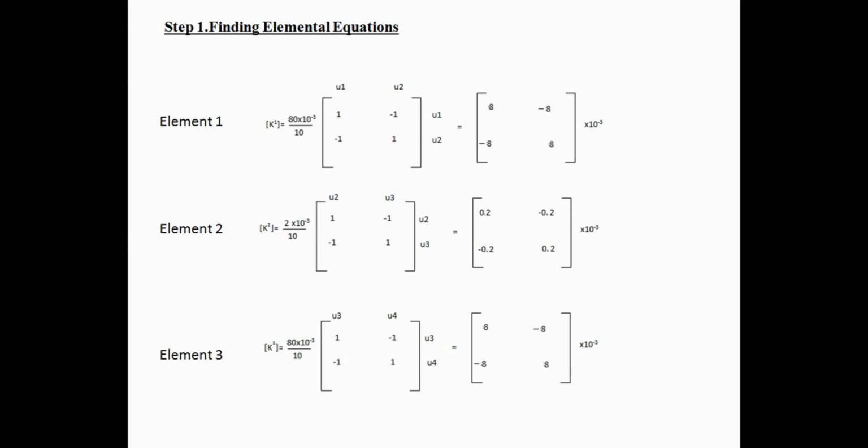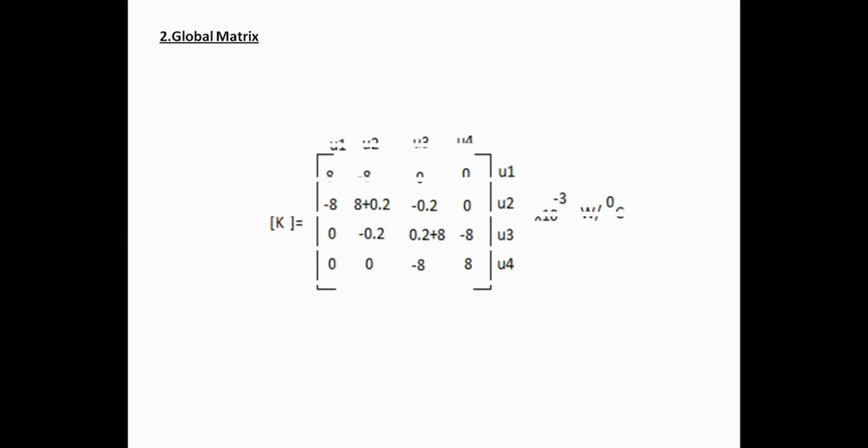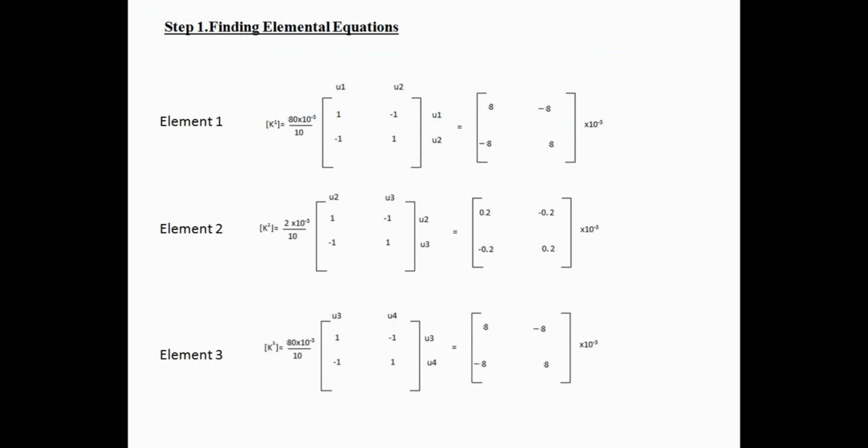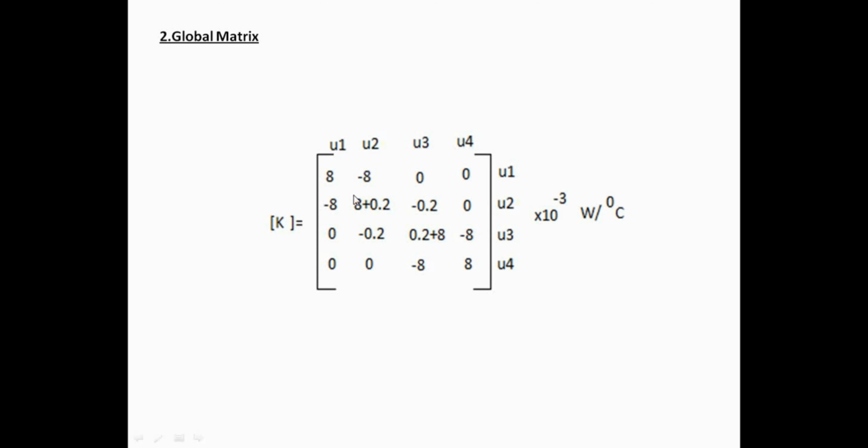Now we will find the global matrix by combining all these three element matrices. The global matrix will be of size 4 by 4 because this problem is a one dimensional four node problem. So for the first element, the location is 1 2, 1 2. For the second element, the location will be 2 3, 2 3. For element 3, the location will be 3 4, 3 4 in the global matrix. So we will put all these element matrices at the appropriate locations.